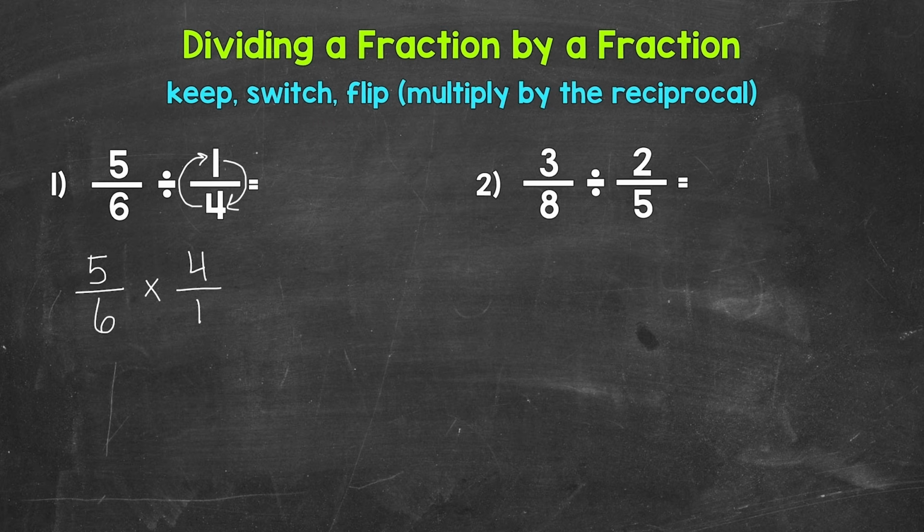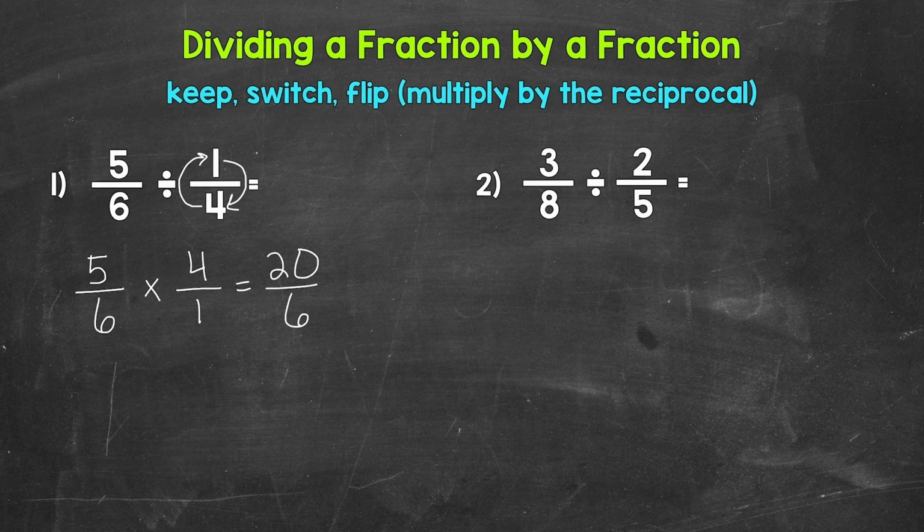And now all we need to do is multiply straight across. So numerator times numerator and denominator times denominator. Let's start with the numerators. 5 times 4 gives us 20. Now for the denominators, 6 times 1 gives us 6. So we end up with 20/6, which is an improper fraction. So let's convert this to a mixed number.